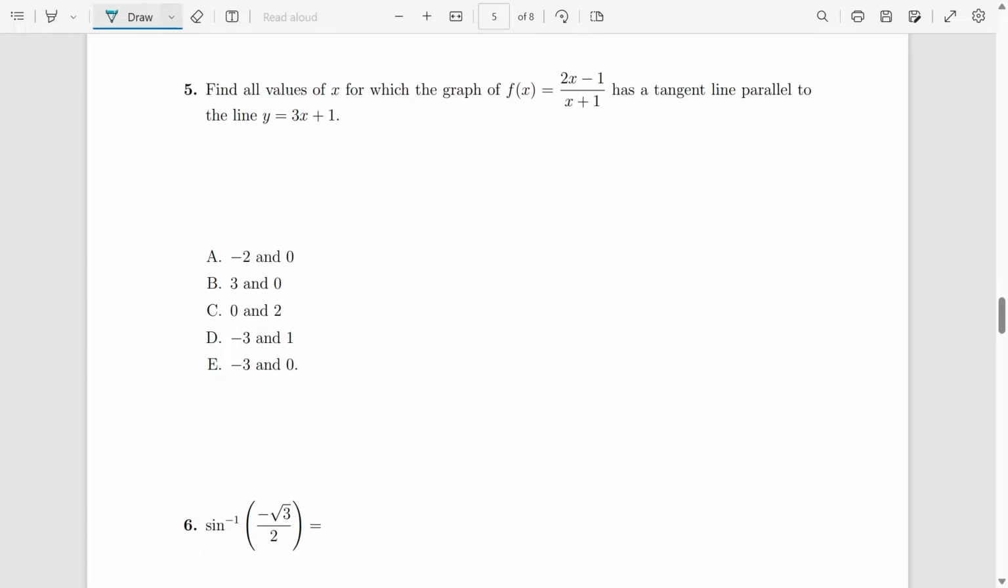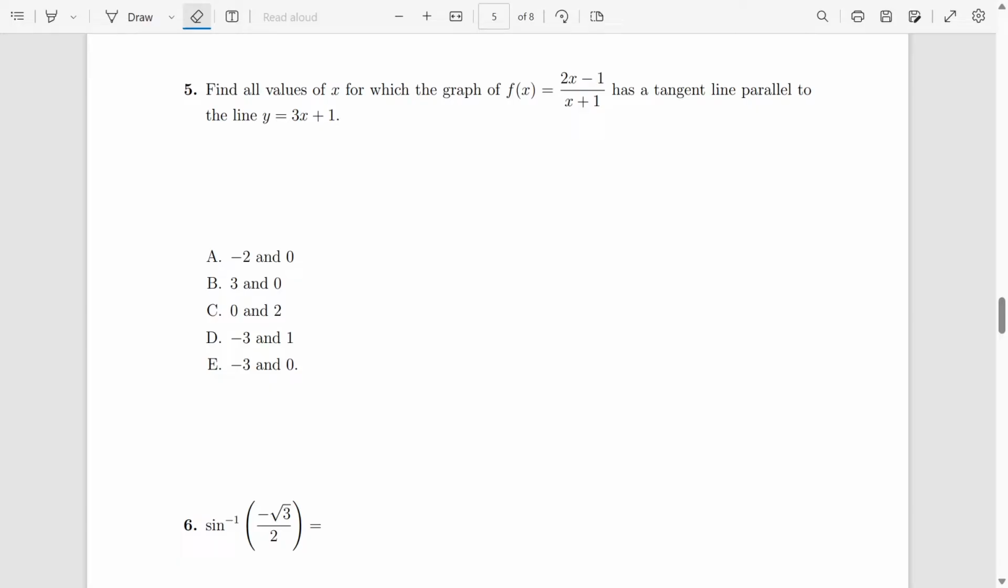All right, number 5. Find all values for x for which the graph of that has a tangent line parallel to this line. Okay, so this is a multi-step thing again. I like to think about it backwards at first, realize what I actually need to do as a first step.